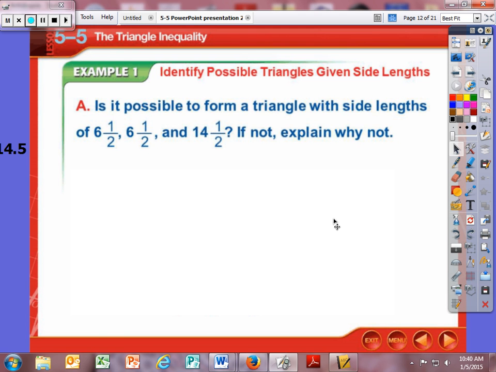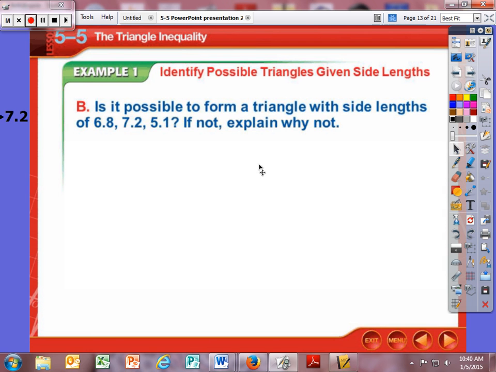Alright, so let's let you try one. Is it possible to form a triangle with these three side lengths, 6.5, 6.5, and 14.5? Well, remember, all we've got to do is add the two shorter ones, which would be the two 6.5s. If I add 6.5 and 6.5, what do I get? 13. Is 13 greater than 14.5? It is not. Notice I had a mark through the greater than symbol. That means it is not greater. So no, this is not going to form a triangle.